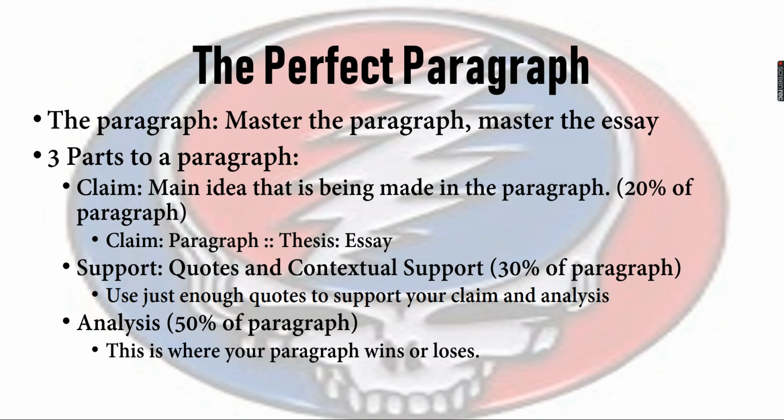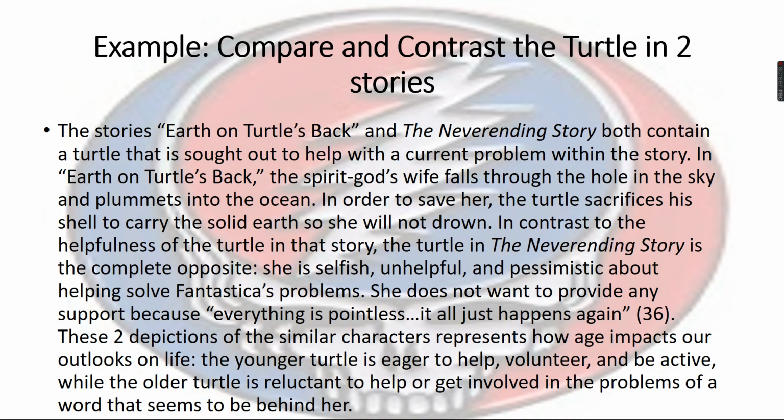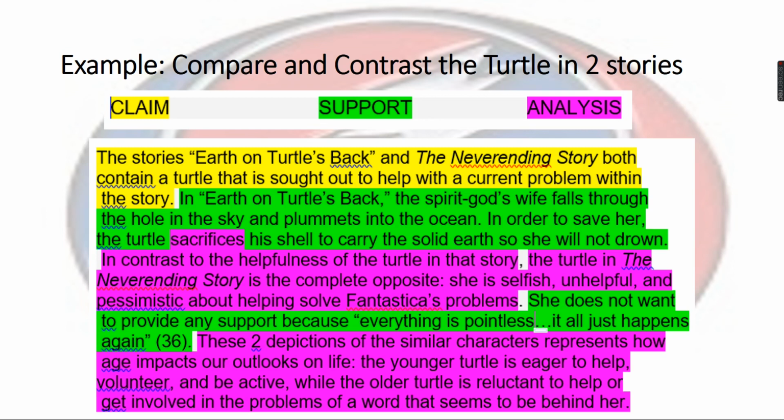All right, I provided for you here an example. This is an example of a hypothetical question over these 2 stories, Earth and Turtles Back, and the Never-Ending Story. And then here is how that paragraph is divided up into the 3 parts. There's a claim, there's support, and there's analysis. You don't have to highlight your paragraphs. I'm just doing this so you see the differences between support and the differences between analysis.